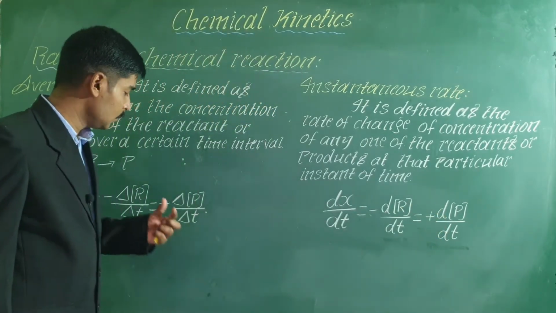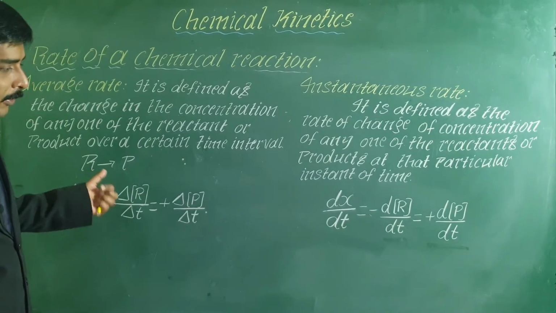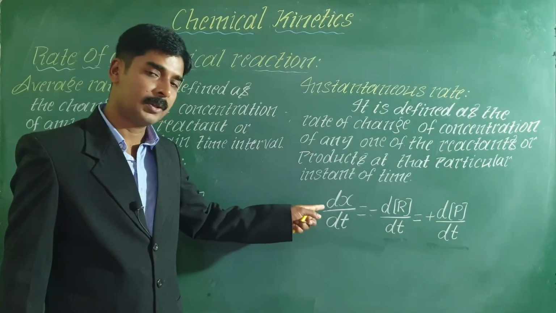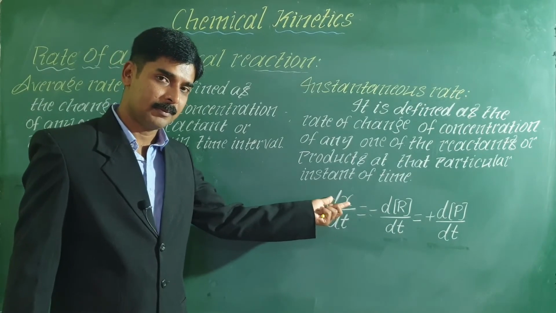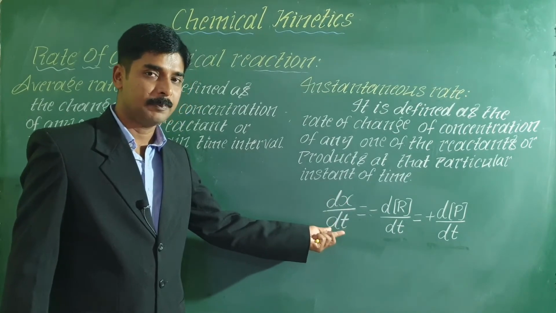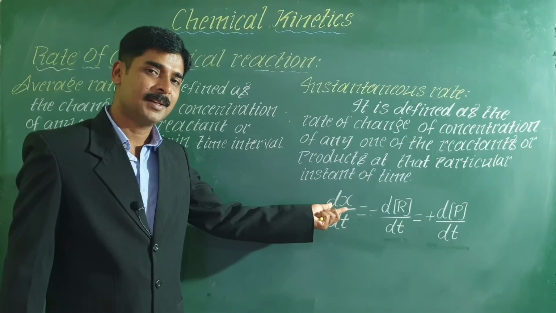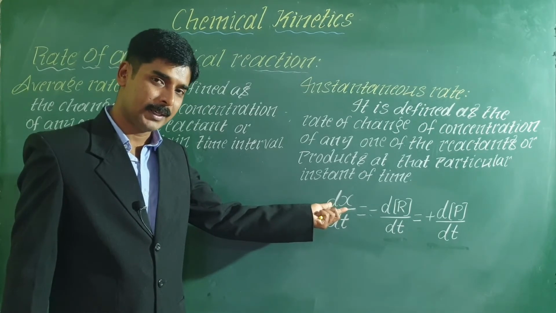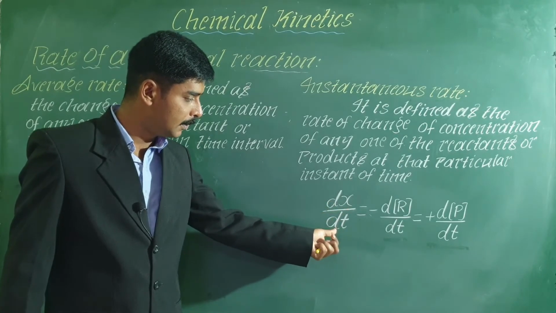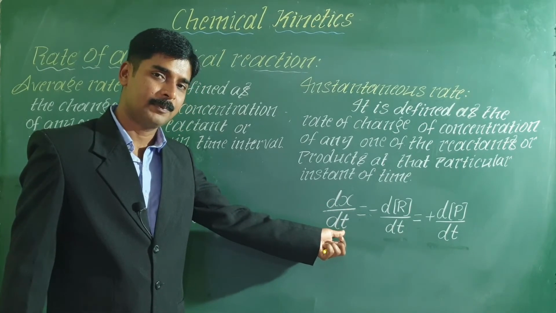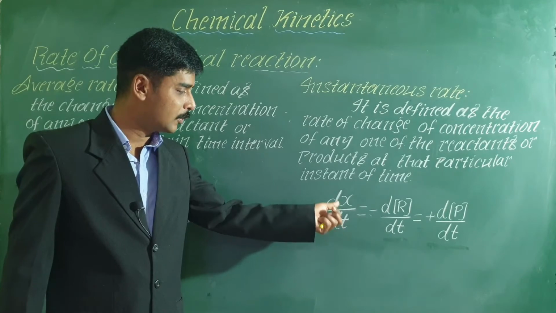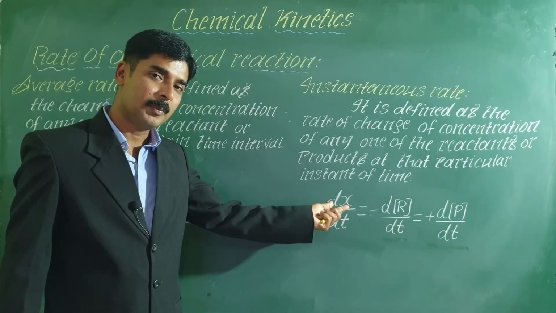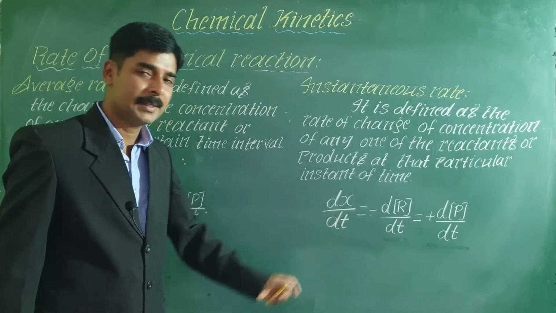Now, what is the SI unit of the rate of a reaction? You see, the numerator term is what? The concentration term. The denominator is time. What is the unit of concentration? It is mole per liter or mole per dm cube. The denominator is time, so the SI unit of time is second. So what will be the SI unit of rate of a reaction? It will be mole per liter per second.